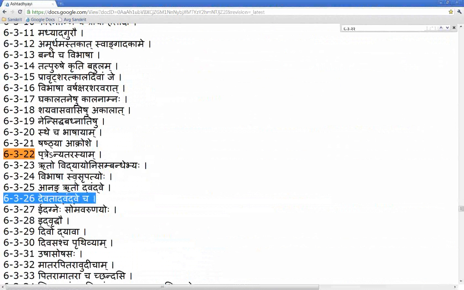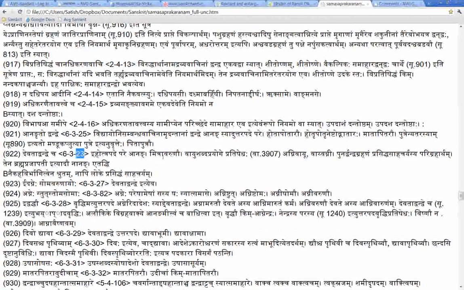6326. Devata Dvandve. What this sutram says is mitrascha varunascha. Mitra, when it means your friend, is neuter. When it is the Surya Devata, Mitraha, then it becomes masculine. Mitrascha varunascha becomes Mitra Varunau. So what has happened here? If you look, nothing is straightforward. Take mitrascha varunascha, mitrasu varunasu.